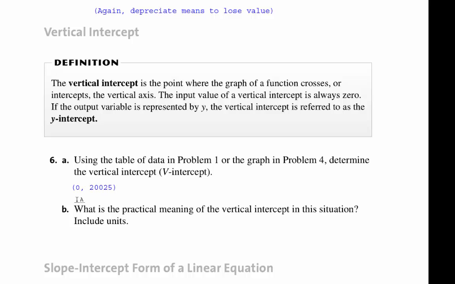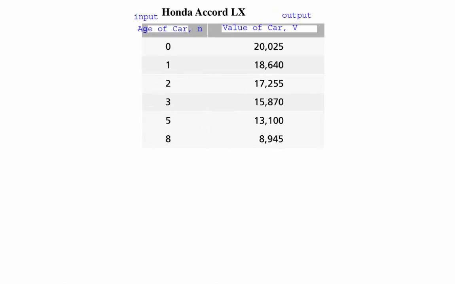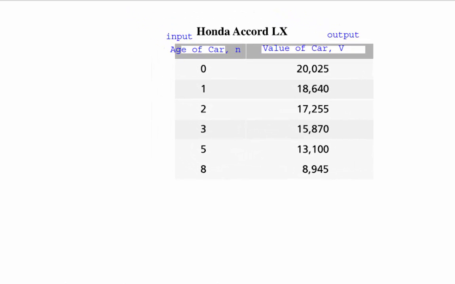Now if we take a look at the table, we can also find the vertical intercept. Remember, by definition, the input value is always 0 when we're looking for the vertical intercept. So the input value of 0 corresponds to the output value of 20,025. So the ordered pair for the vertical intercept from our table would be 0, 20,025.